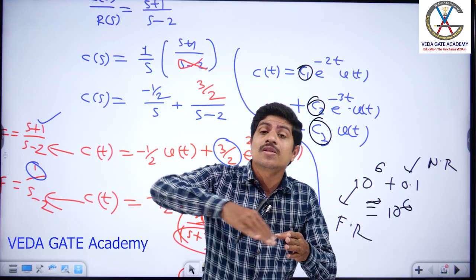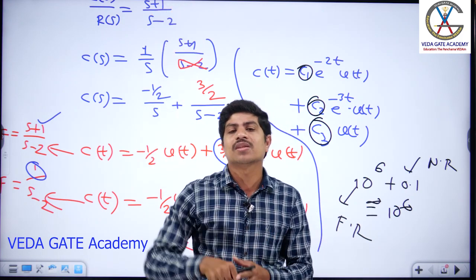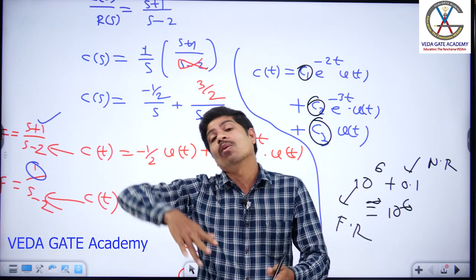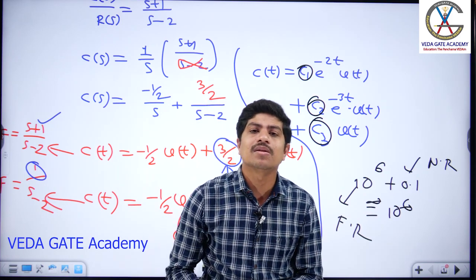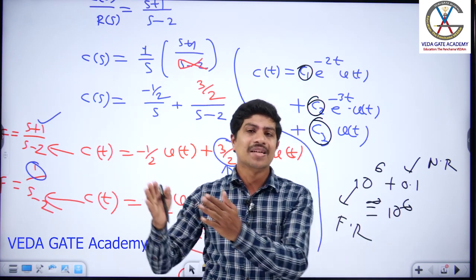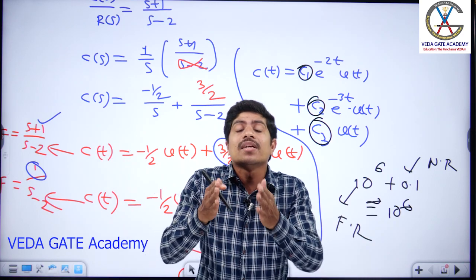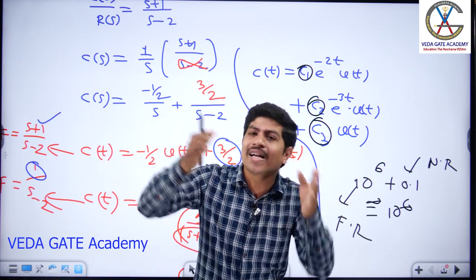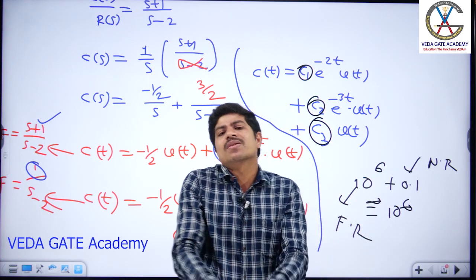If the natural response is increasing to infinity without bounds, then that system is said to be an unstable system. We have one more classification, that is marginally stable system. We need to discuss that marginally stable system also. Marginally stable system is also called marginally unstable, meaning that it is 50% stable, 50% unstable.